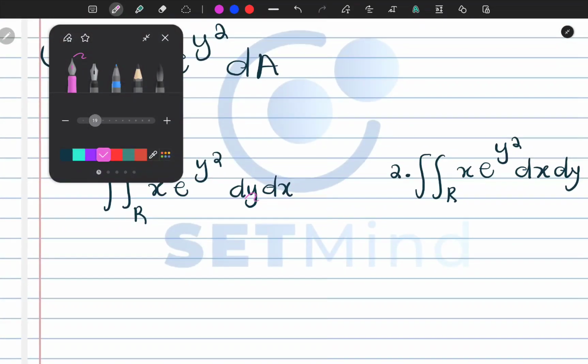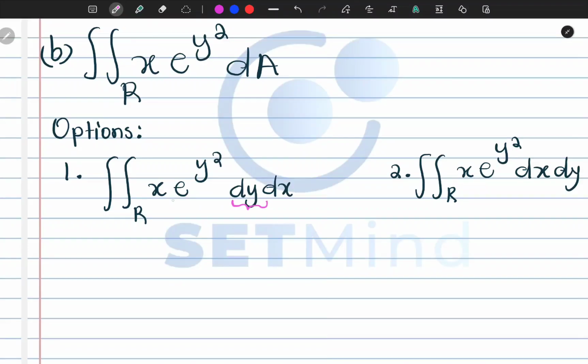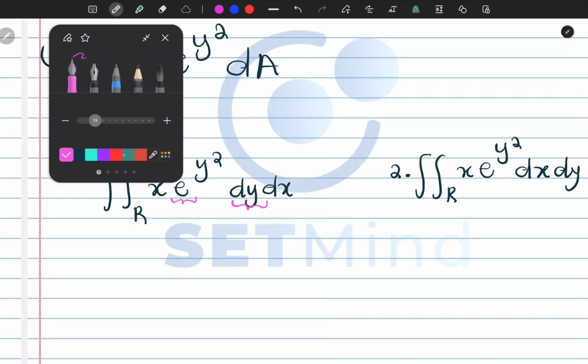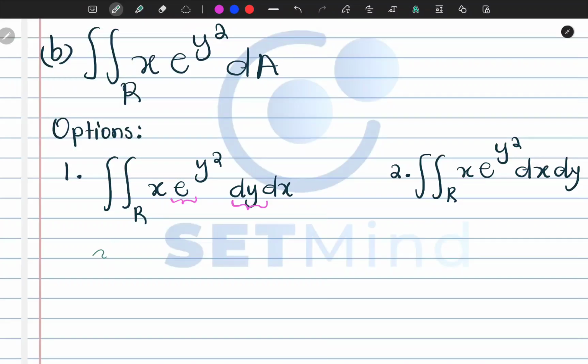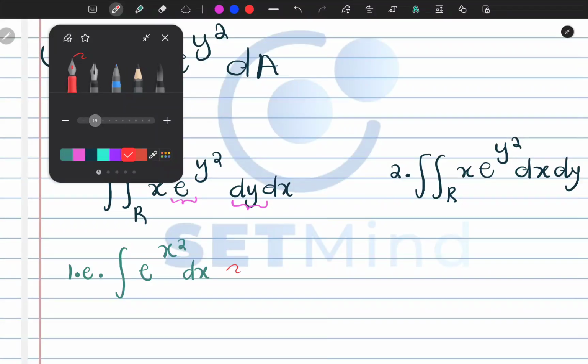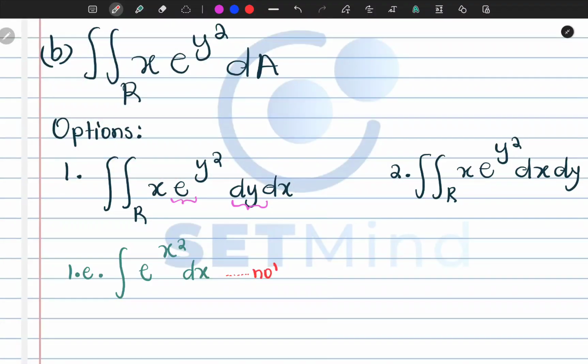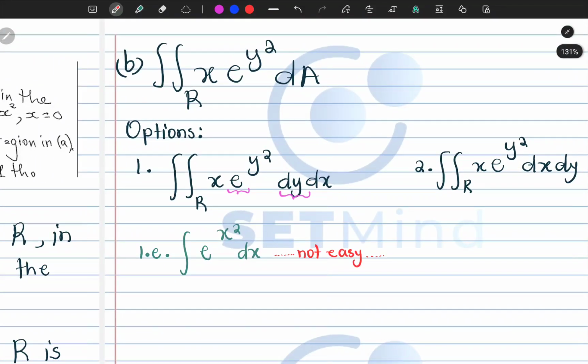So if we start by integrating with respect to y first, it means that you need to be able to integrate e to the power of y squared. And as it stands, with your course, you are not equipped to do that. So you are not equipped to be able to deal with integrals like e to the x squared, as an example, dx. This here is not easy. You are not used to dealing with this. So you would rather try to run away from starting with that.